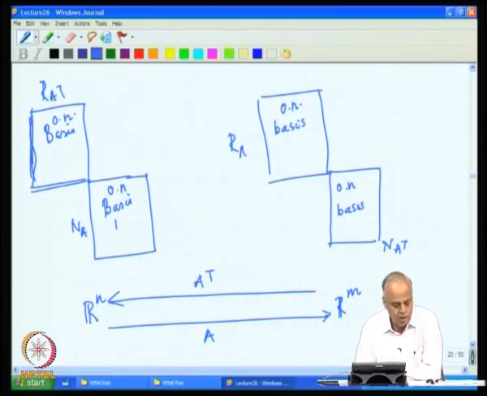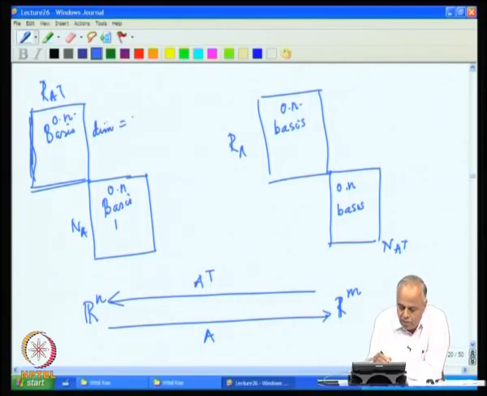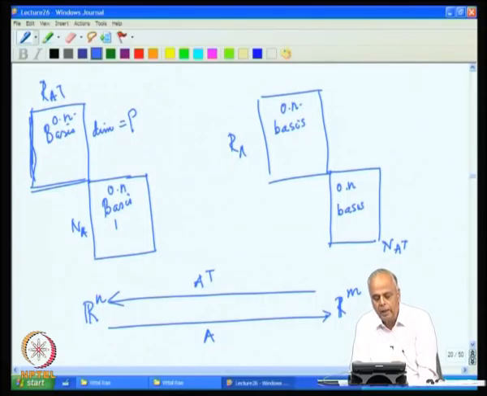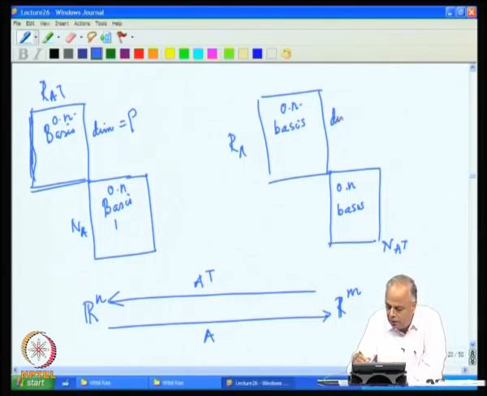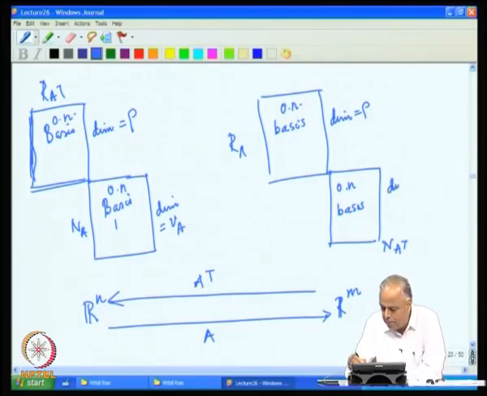And notice that because the dimension of the range of A transpose is equal to the dimension of the range of A, or the rank of A transpose is the rank of A, R A transpose and R A have the same dimension, which we will call rho. Now, since rho A equals rho A transpose, we will not put the suffix A and A transpose, we will simply call it rho, the rank of the matrix, and the dimension here is also rho. The dimension here is the nullity of A, and the dimension here is the nullity of A transpose.